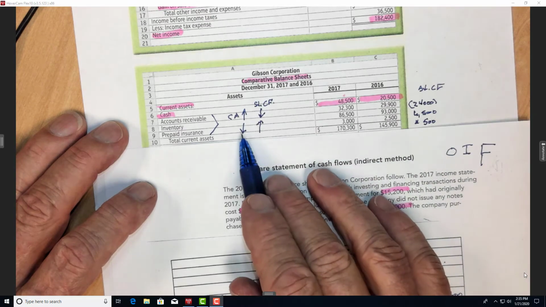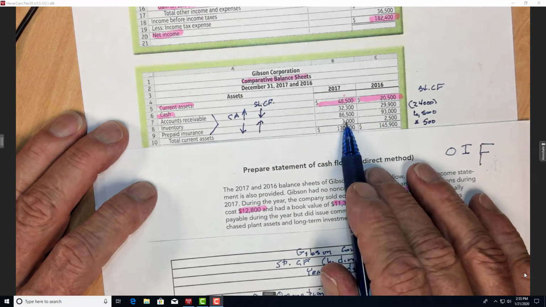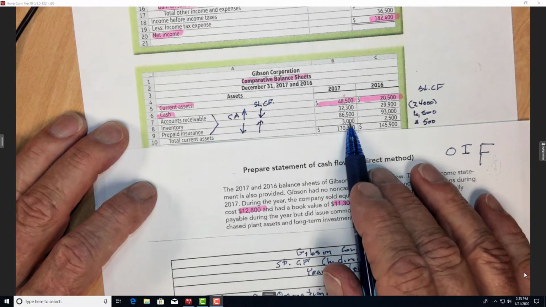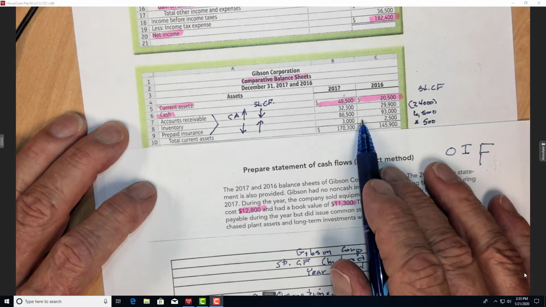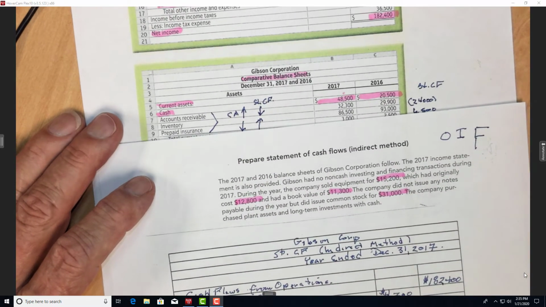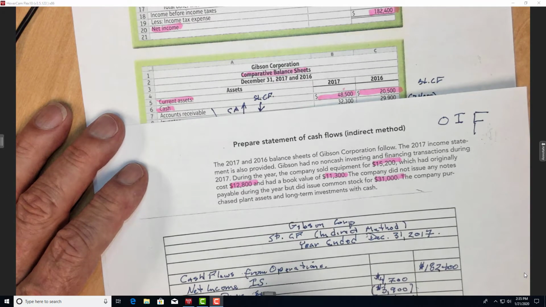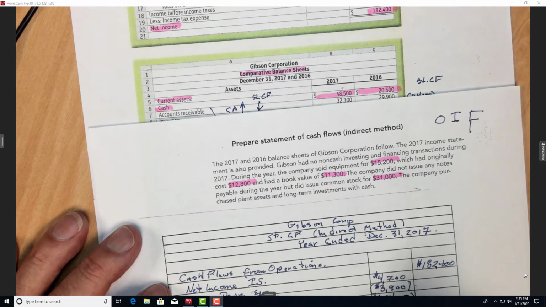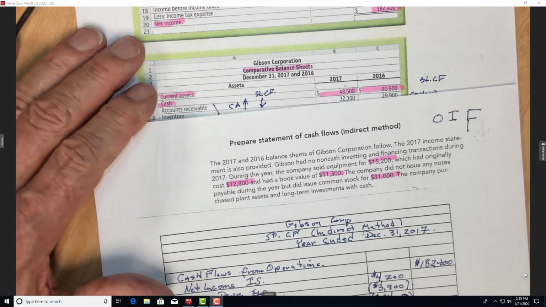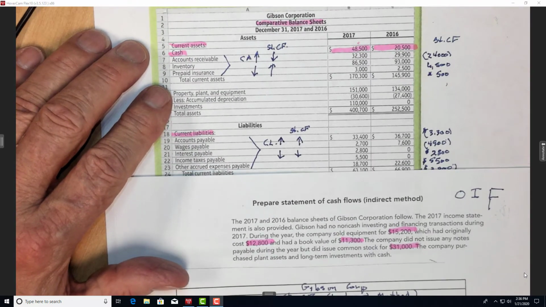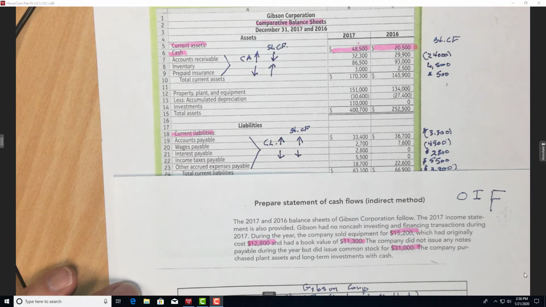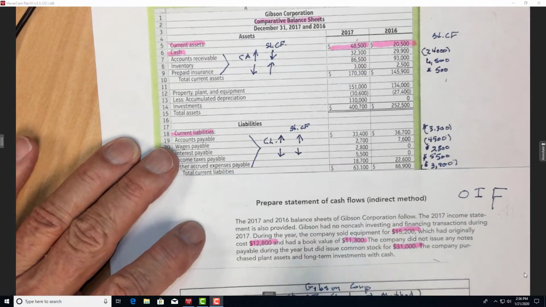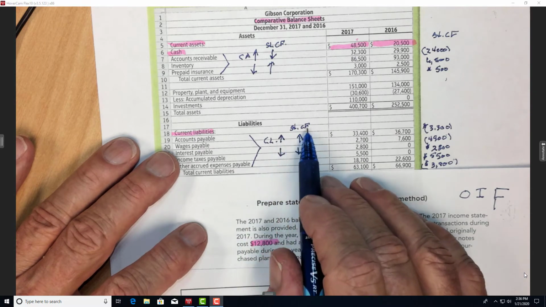Next, we want to look at prepaid insurance. So we go back and look at prepaid insurance, the last of the current assets, and we can see the prepaid insurance increased by $500. And so if the current assets in the balance sheet increased by $500, and prepaid insurance increased $500, it's going to decrease in the statement of cash flows. It's $500.